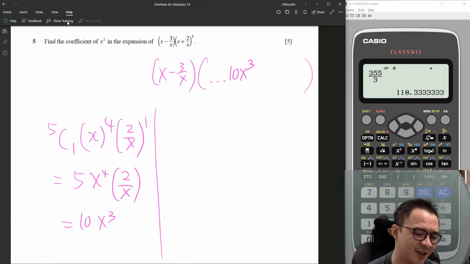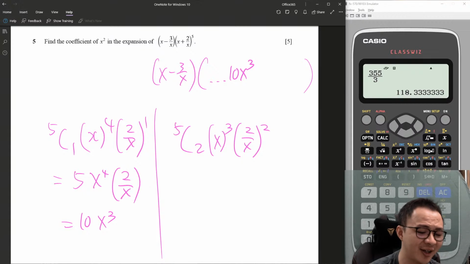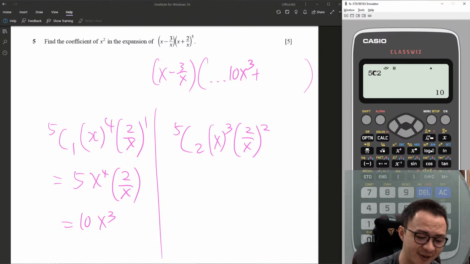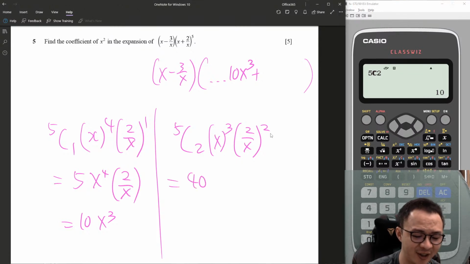Here is 3. Okay, if I do 5c2, this is x to the power of 3, and then this is 2 over x to the power of 2. Yes, this one gives me x to the power of 1. Okay, so it's just nice. So I plus the next term. So 5c2 is 10, isn't it? Alright, so it's 10 times 4. So it's 40 x to the power of 1. So the next term is 40x.